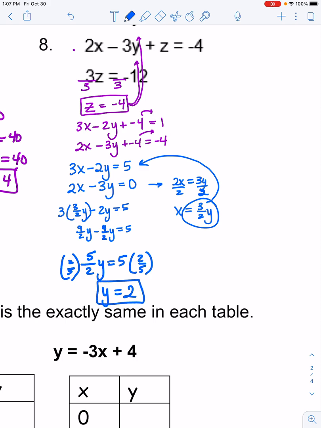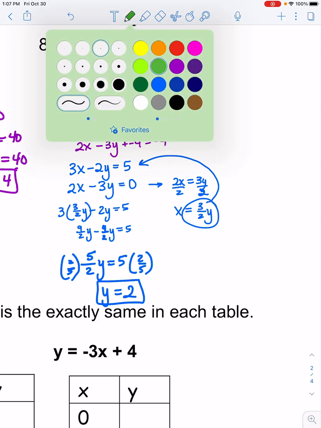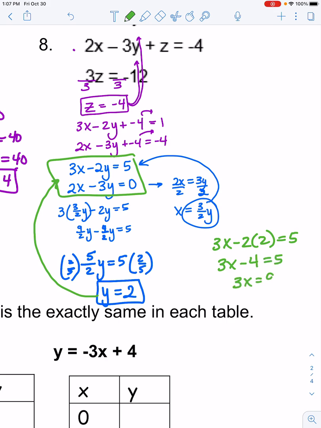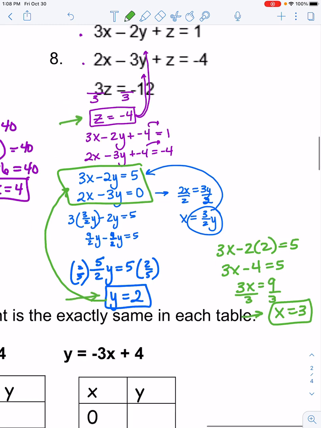Now I'm going to go plug it back in. I think I almost need a third color here. Plug it back into my equations. I'm just going to focus on these two blue ones I created right here. And I'm going to use the top equation. So 3x minus 2 times that 2 equals 5. Add the 4 over. So x equals 3. So really I had 3 answers here. The z, the y, and the x.